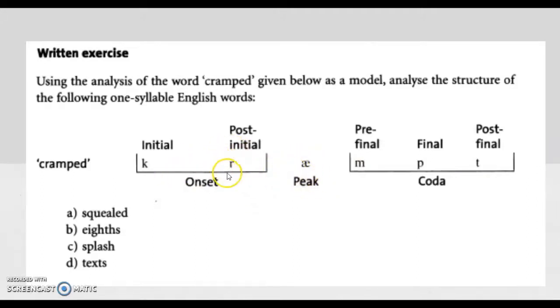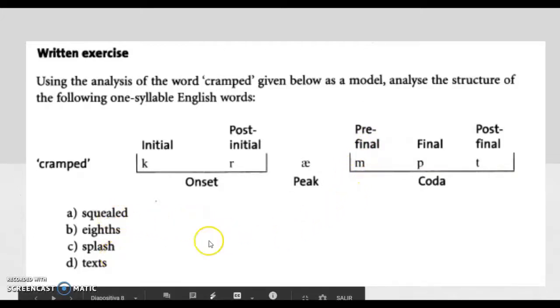Cramped, yes? So from that, you start deciding. R is the post-initial. Why? Because we have said before that r is a post-initial in the case of a consonant cluster. K is the initial. And then you have a pre-final in the m, p is the final, and t the post-final. The pre-final is the immediate one: when you have the consonant cluster, you always have the first part of the cluster as the pre-final. So you do the same with these ones, and then we correct next class.